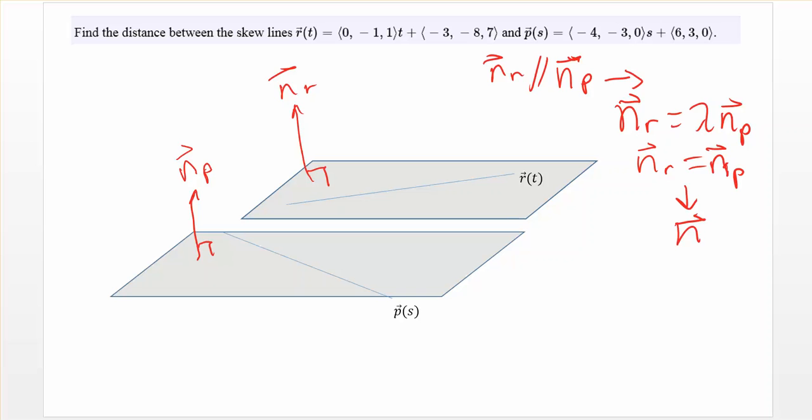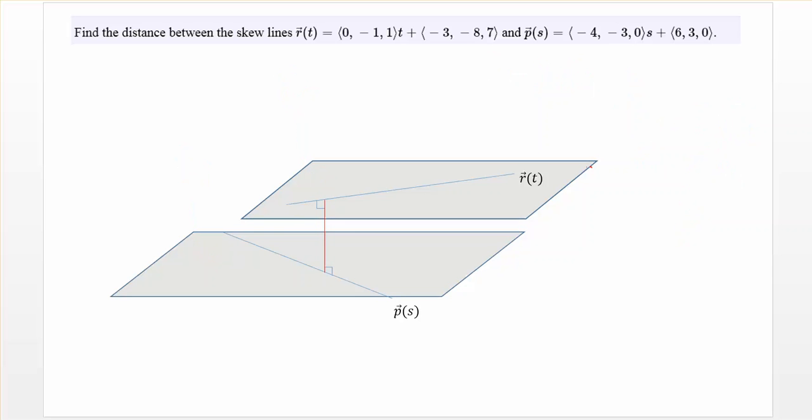So now we need to figure out how to find this n vector because it's going to help us, and we also need to figure out why it's going to help us. The first thing we do is I've drawn a line which is the distance between the two lines. I can label this D. This is D right here. If we can drop a perpendicular line from one line to the next, that will tell us the distance between the two lines.